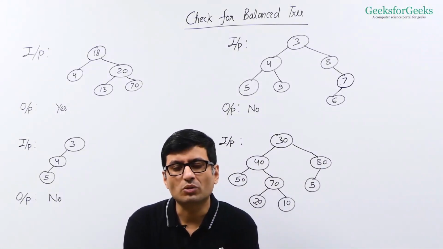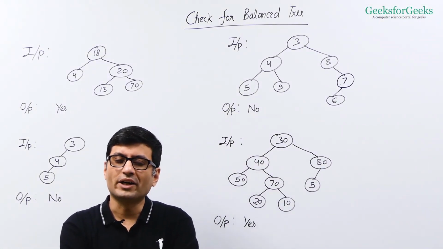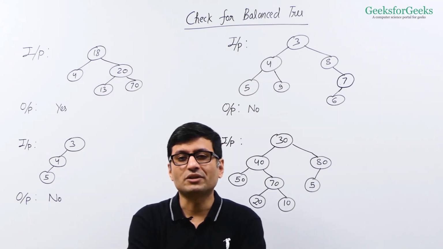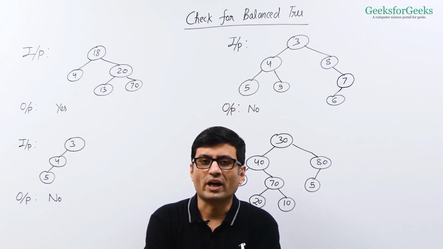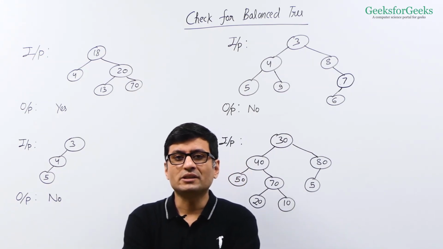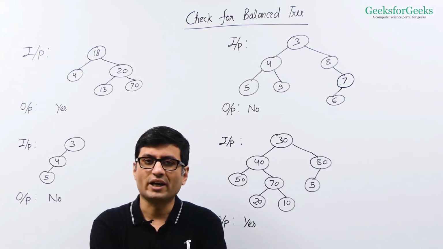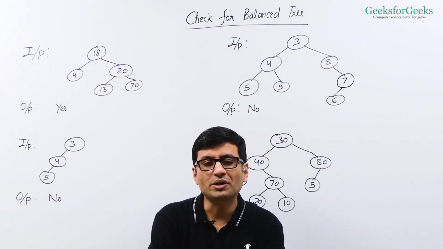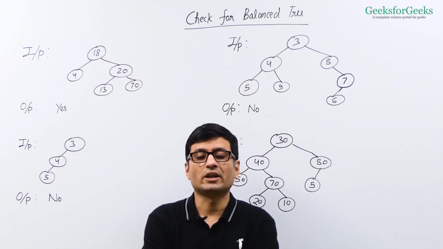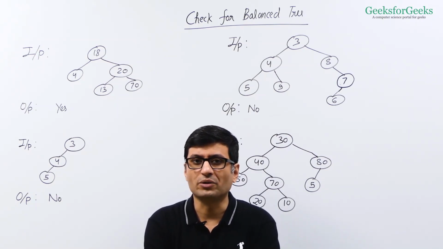Let us talk about this problem. We are given a binary tree. We need to check if the given binary tree is height balanced or not. What do we mean by height balanced? Height balanced means the difference between heights of left subtree and right subtree should not be more than 1. And this should be true for every node.